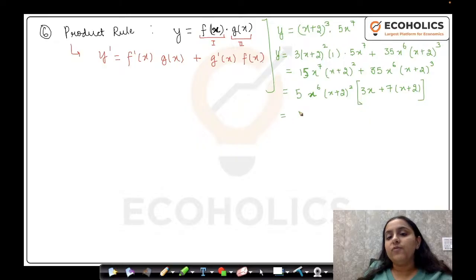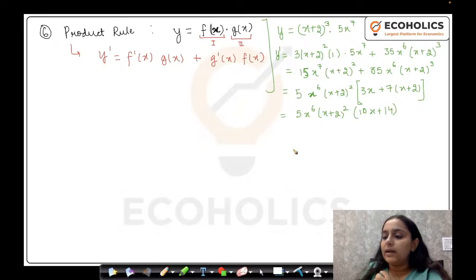So if I simplify this, I will get 5x6 (x plus 2) square. Now this is 3x plus 7x. So this is 10x plus 7 into 2, 14. So that's how you have to write and choose the correct option. ध्यान रखना, ठीक है? In exam.